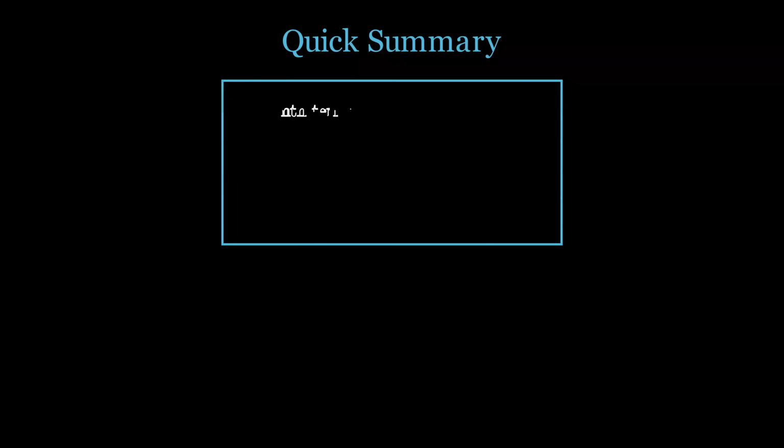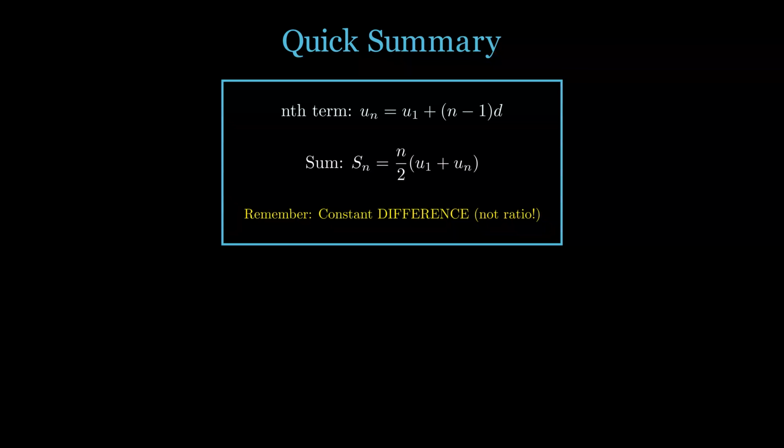Quick summary. For the nth term, u_n equals u_1 plus (n minus 1) times d. For the sum, S_n equals n over 2 times (u_1 plus u_n). And remember, arithmetic sequences have a constant difference.